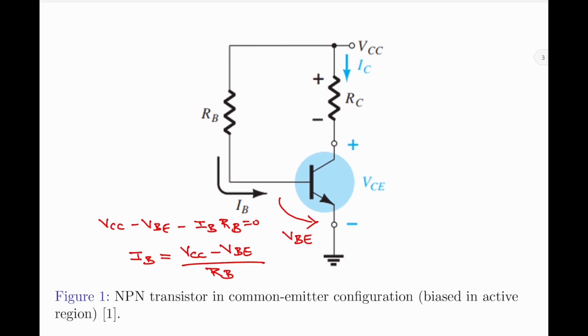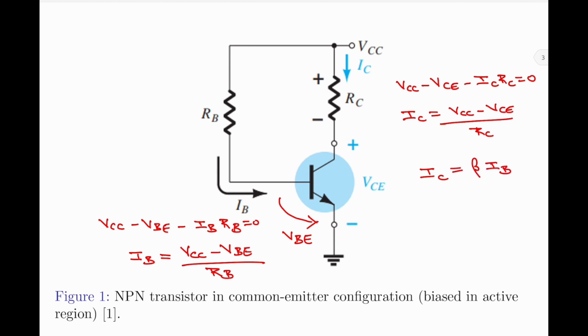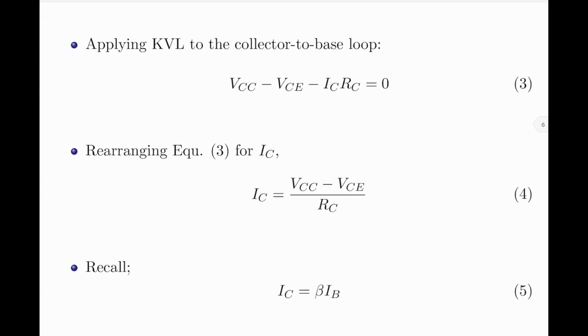Coming back to the circuit, let us now apply KVL to the collector emitter loop and the resulting equation would be VCC minus VCE minus IC RC equal to 0. If I now rearrange the equation for IC, it would be IC equal to VCC minus VCE divided by RC. Another very important equation for the common emitter configuration is the relation between the output current and the input current, which is given by IC equal to beta IB. These equations are written here as equations 3, 4 and 5 respectively.